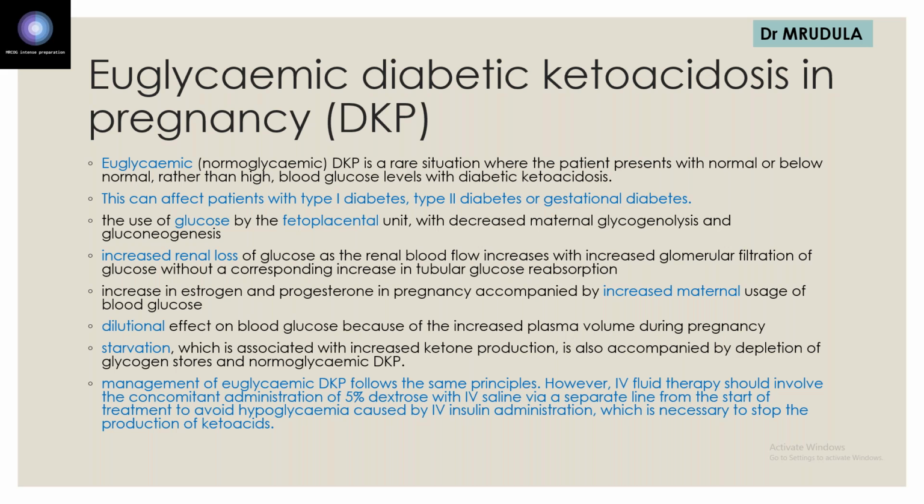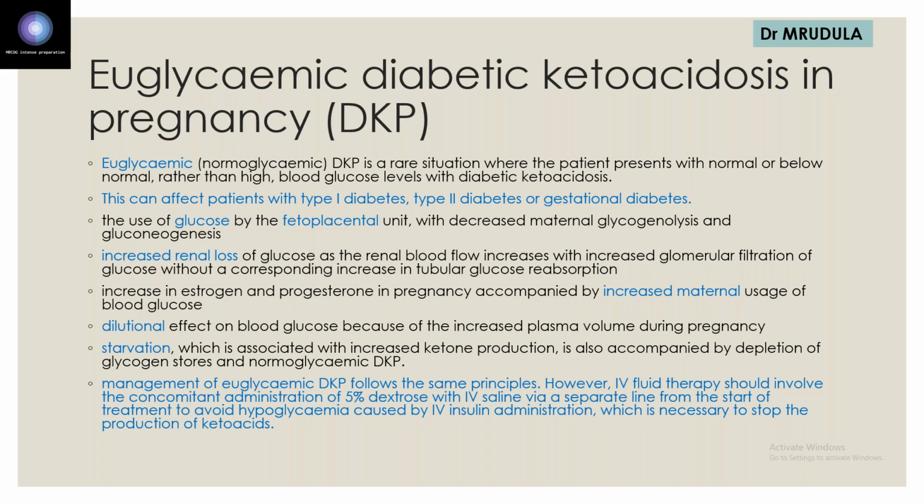Dilutional effect, that is because of increased plasma volume, there will be decreased blood glucose levels, and also starvation can result in increased ketone production and depletion of the glycogen stores. So these are all the reasons for this euglycemic diabetic ketoacidosis.